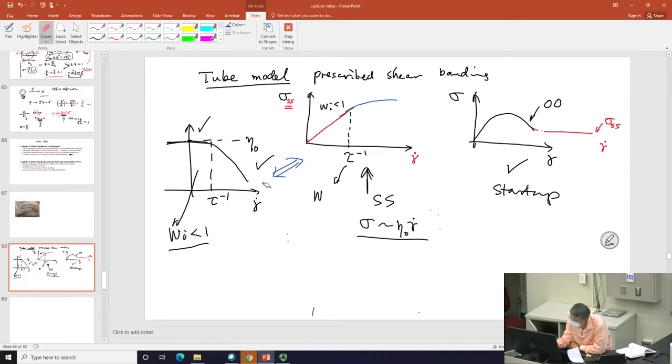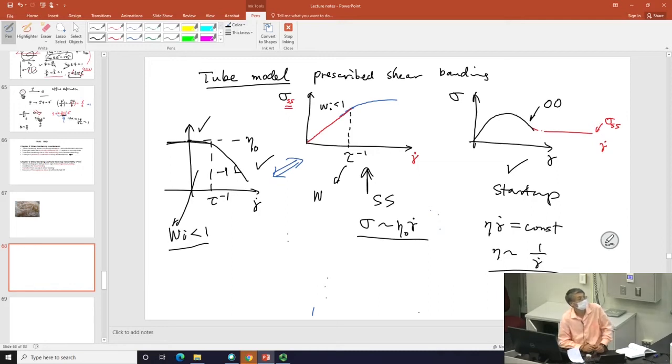If this is eventually reaching a constant, that means my stress is no longer changing. So this is a constant. Therefore, viscosity will be 1 over the shear rate. On this double log scale, this will give a slope of minus 1, by definition. 1 over the shear rate is minus 1 on double log scales. Yeah?